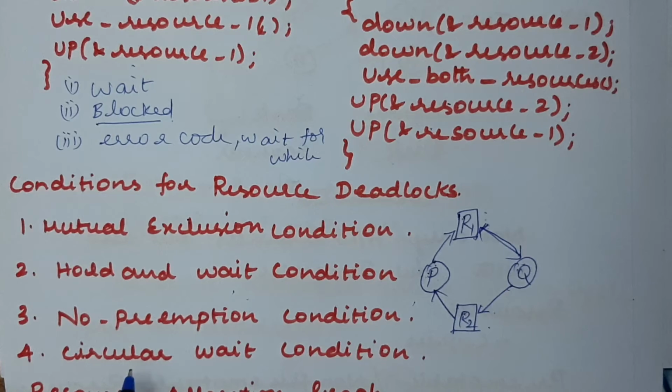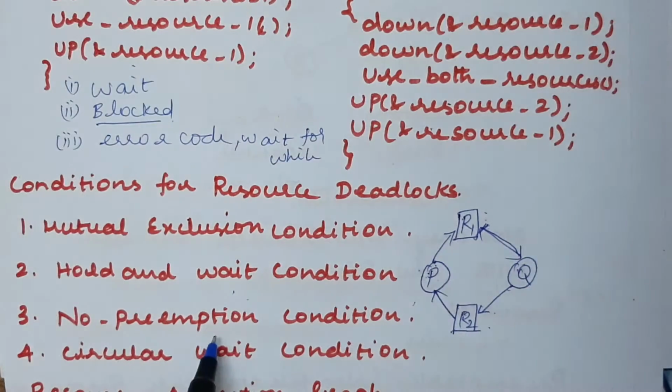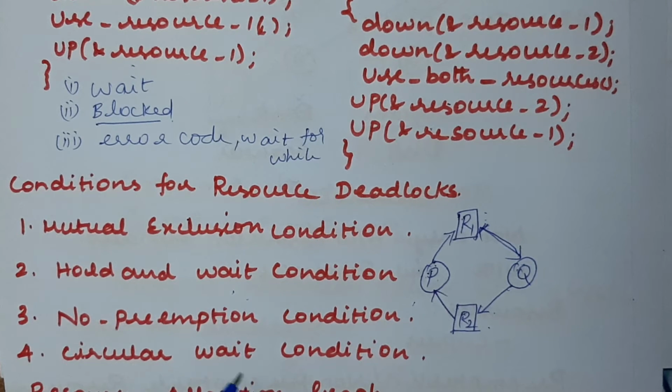First we will see these conditions. The next one is no preemption. What do we mean by no preemption? We already discussed that resources can be of two types: preemptible and non-preemptible. If a resource is not preemptible, then obviously we will get deadlock. In the previous video I already discussed this non-preemption mode of resources.